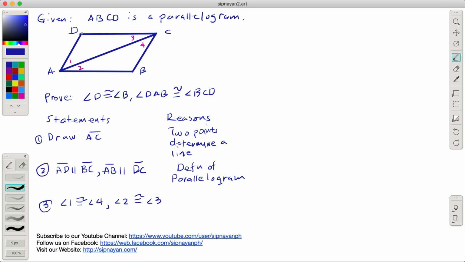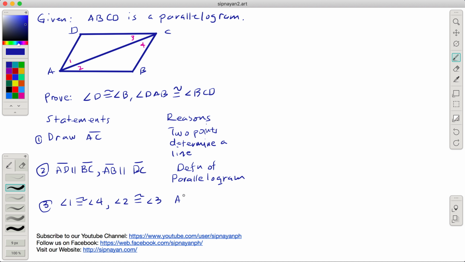Now, pag parallel ito, ang 2 tsaka 3 are alternate. Is it alternate interior or corresponding angles? Alternate interior, alternate interior angles pala ito. So yung 2 and 3 are alternate interior angles and 1 and 4 are alternate interior angles. So pag parallel siya, cut by a transversal, the alternate interior angles are congruent. Therefore, itong dalawang pairs ay congruent.